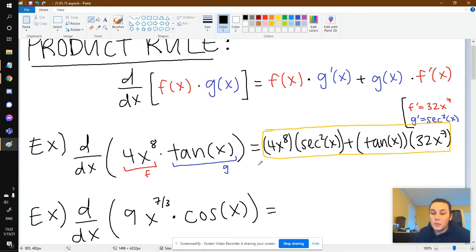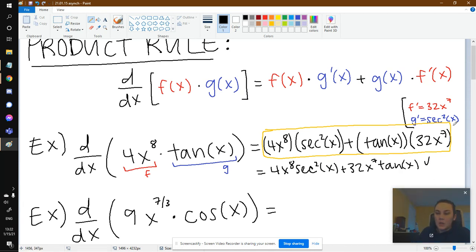If you want to simplify a little bit and clean it up so it looks nice, this one already looks as good as it can. And then generally we put the polynomial stuff before the trig functions if you really want to. But either of these are right. And we're doing good.